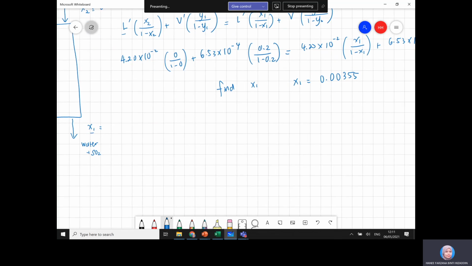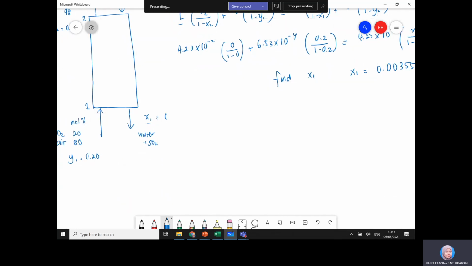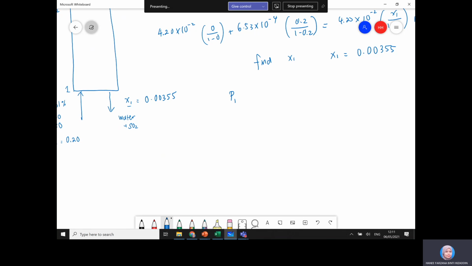0.00355. So here you can go back to your diagram and you know that this is 0.00355. So you have two coordinates for your operating line. Point 1 is at the bottom of the tower: X1 is 0.00355 and Y1 is 0.20. And your point 2 at the top of the tower is X2 and Y2, so X2 is 0 and Y2 is 0.02.